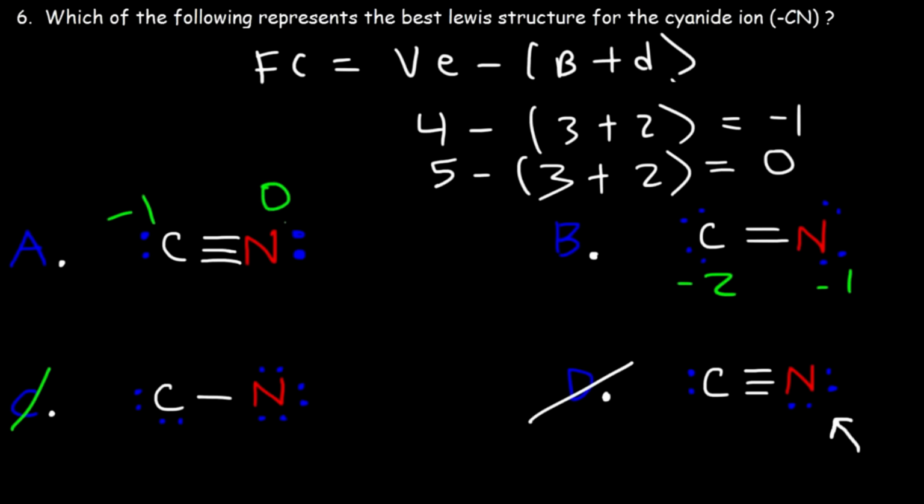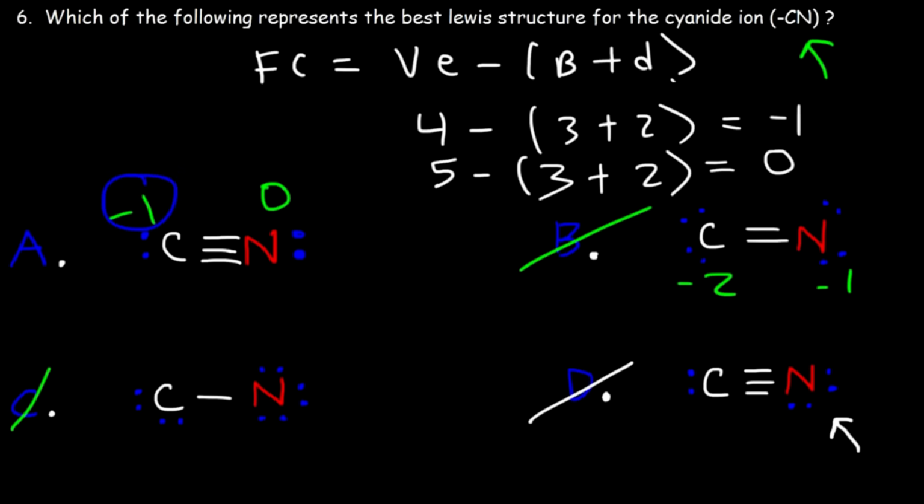So is it better to have a formal charge of negative 1 and 0, or negative 2 and negative 1? Negative 1 is closer to 0 than negative 2 is, so we can eliminate B. If you have a formal charge of negative 2, it's not good. It's not stable. Also, the total charge for cyanide has to add up to negative 1.